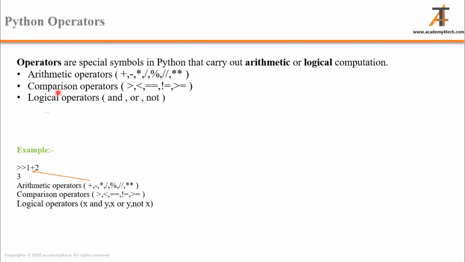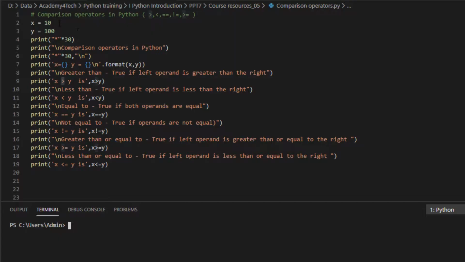Let's have a look at the comparison operators. Comparison operations compare the values: greater than, equal to, less than, or not equal to. With the use of comparison operations, the output is true or false. Let's have a look at the program for the comparison operators. Let's take a look at the comparison operations in Python. We can compare less than, greater than, equal to, not equal to, less than or equal to, greater than or equal to. These are the comparison operations we can try in Python.